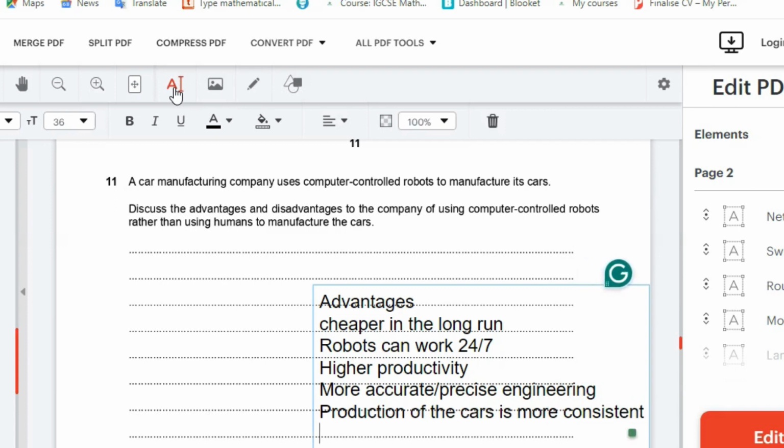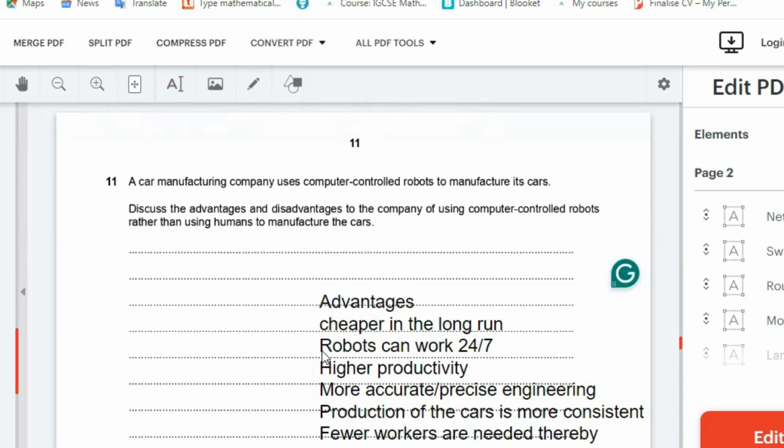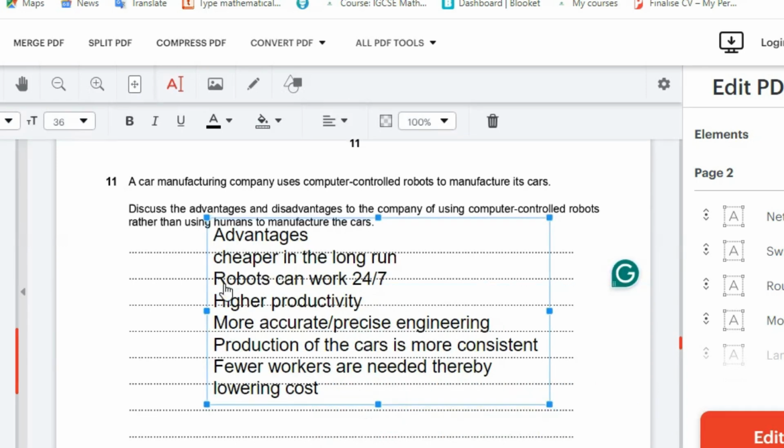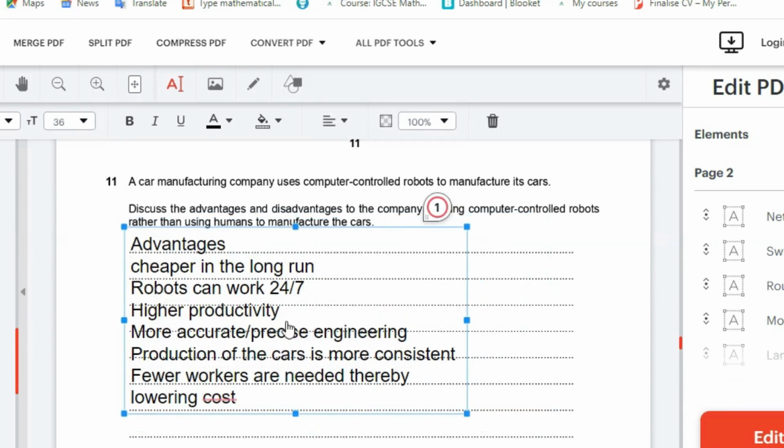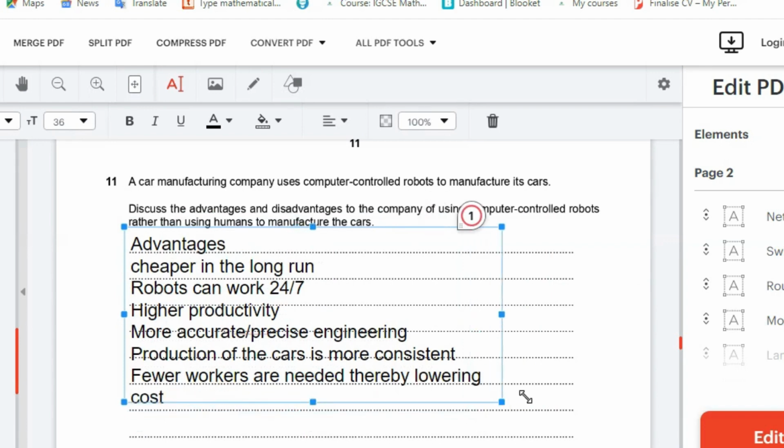Then let's have one more. Fewer workers are needed, thereby lowering costs. All right, so these are some of the advantages of using computer controlled robots over using humans.